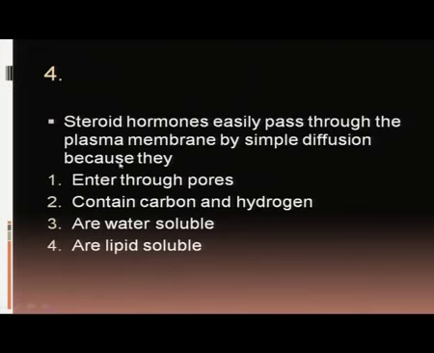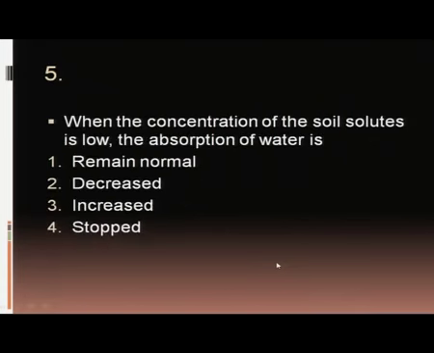This is an easy question, no calculations required. Steroid hormones easily pass through the plasma membrane by simple diffusion. We had talked about this, that some substances can move through simple diffusion through the plasma membrane. Why? Because they enter through pores, or contain carbon and hydrogen, or are they water soluble or lipid soluble? Obviously, they should be lipid soluble. Moving on, when the concentration of soil solutes is low, the absorption of water will remain normal, decrease, increase or stop. The answer is it will increase.